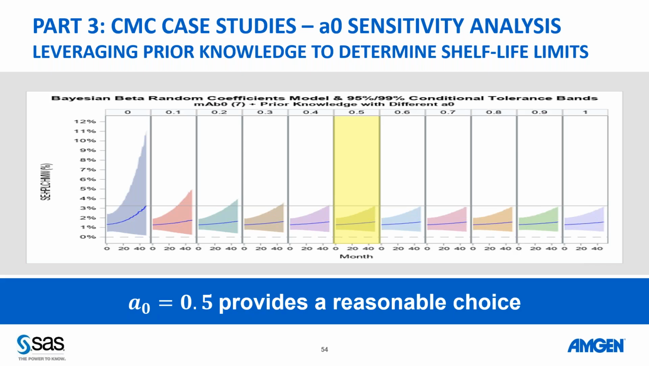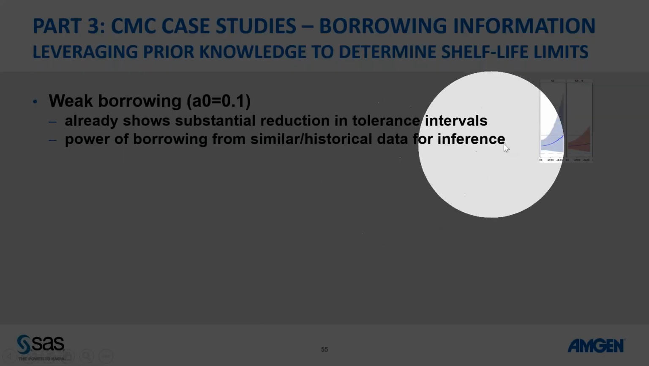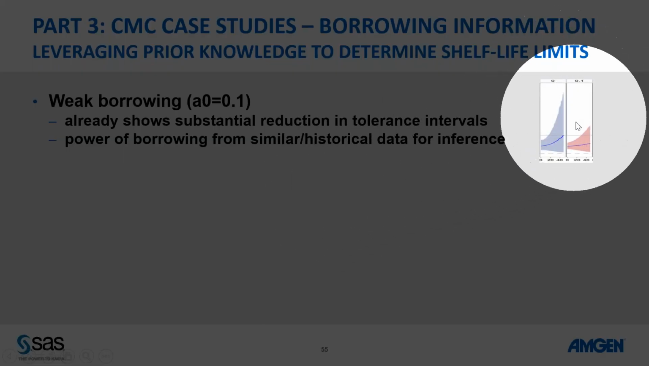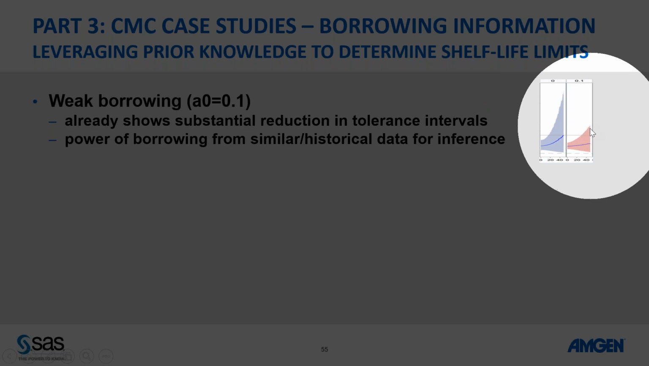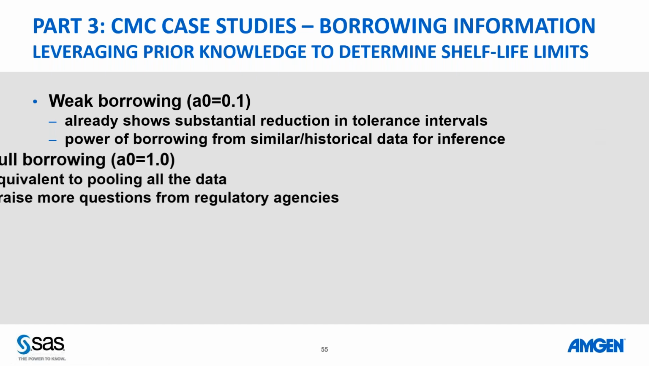But in this particular case, when we did the sensitivity analysis, we visualized over a range of values. 0.5 seemed to give reasonable weights between not borrowing too much and not affecting between the two. If we use only 0.1, just a little bit of the historical data, you can already see a substantial reduction from not using any historical data. There's a substantial reduction in the upper bound.